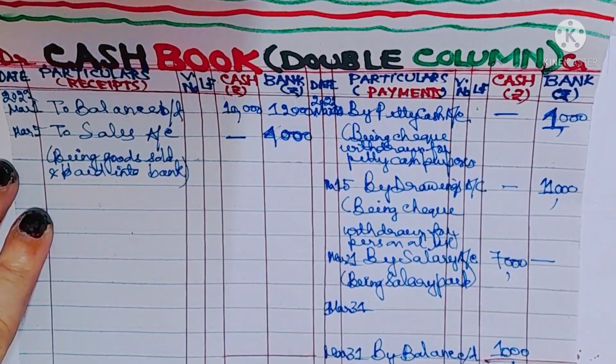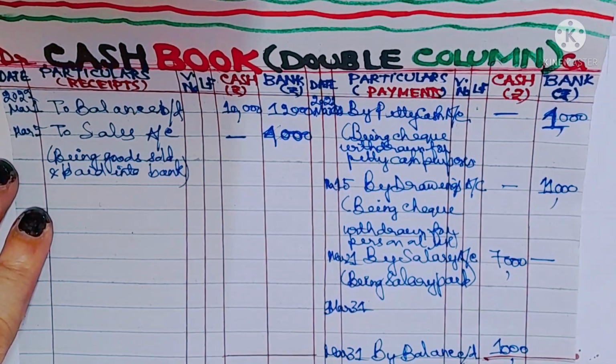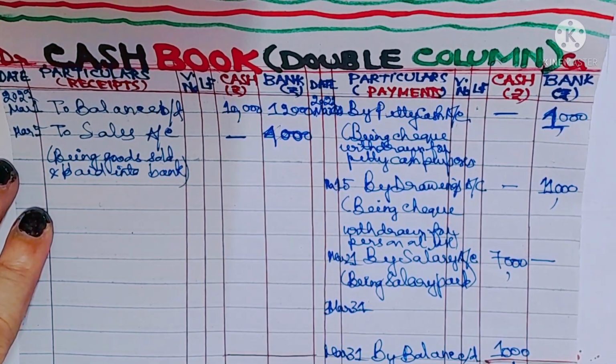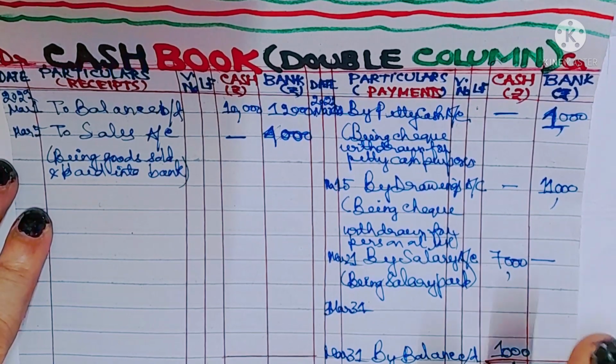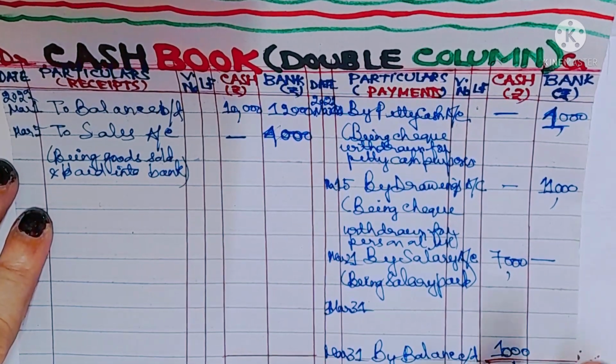So what is the excess cash in hand? Debit side total 10,000, credit side total 8,000. So deduct 8,000 from 10,000, we'll get 2,000. তার মানে আমাদের কাছে cash in hand এখনো 2,000 আছে. After writing by balance CD 1,000 closing cash, আমাদের কাছে এখনো 2,000 আছে.